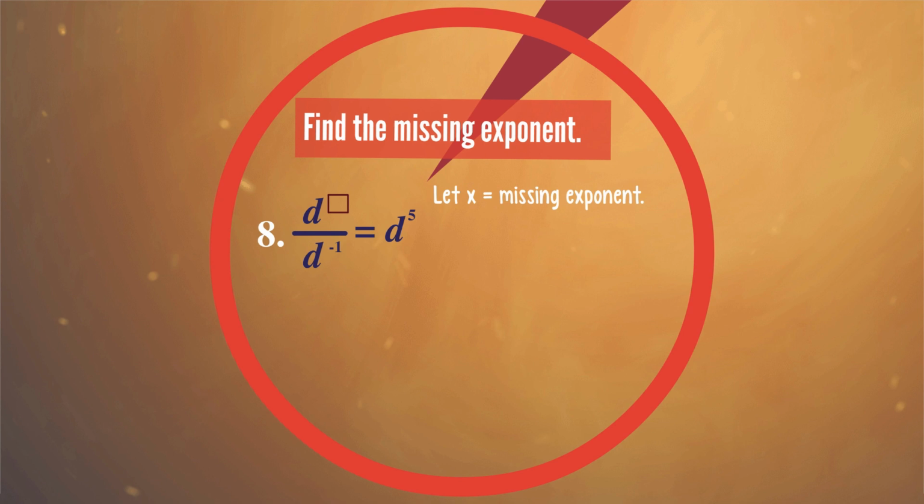So, our equation is now d raised to x over d raised to -1 is equal to d raised to the 5th power. Like what we did in one of the previous examples, we will apply the quotient of powers in this example, since we have the same base. Exponent of the numerator minus exponent of the denominator. Don't interchange that because you will get a wrong answer. So the exponent of the term on the left side of the equation is now x minus -1.